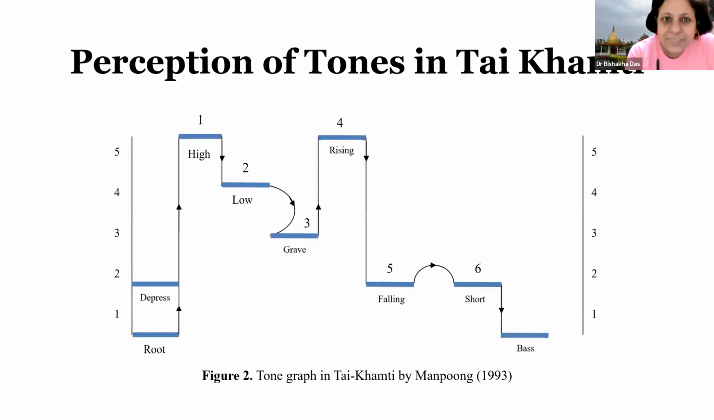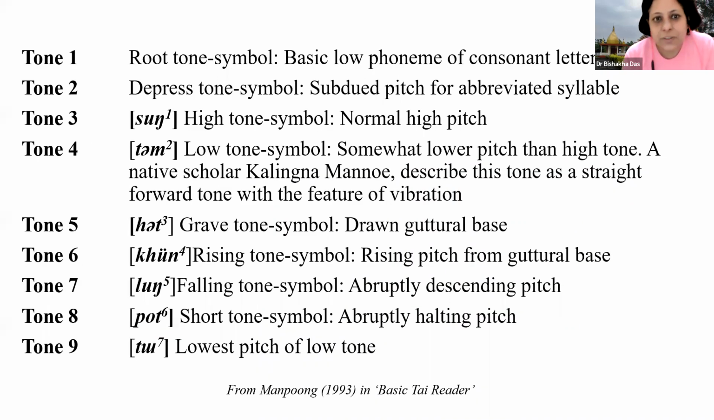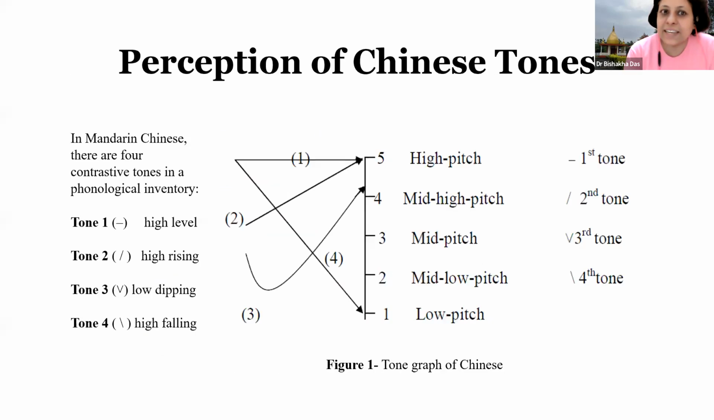Again, going to the perception of tones in Tai Khamti. Here I say, sung tam hat, kum lung pot. So the 5 tones, which is very important to remember, are: the level tones are very clear. Sung tam hat. Rising is kun, falling, lung. Here there is no problem, but here the rising has one high rising and the other low dipping. So it is actually rising, falling and rising. One is ma, the other is ma.